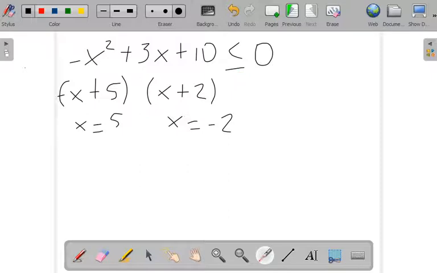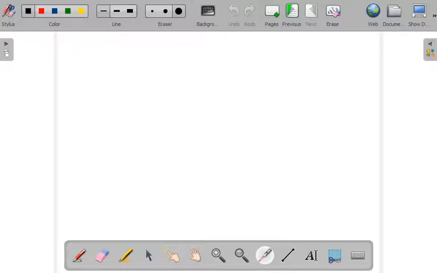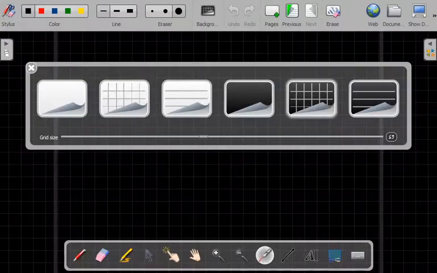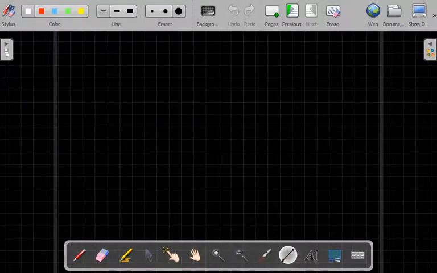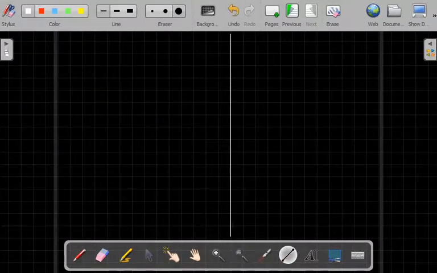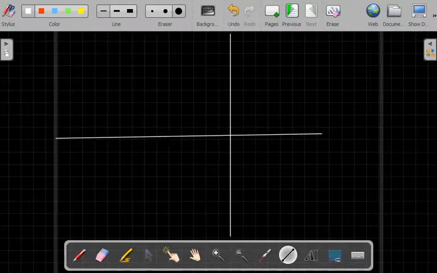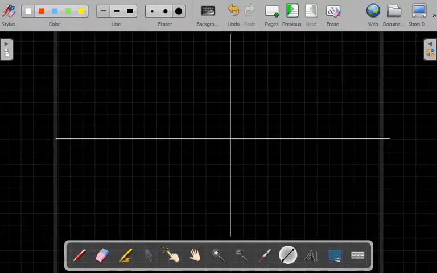So if we come to, let's see, our graph, let's put a background here. And let's plot these points. Okay.